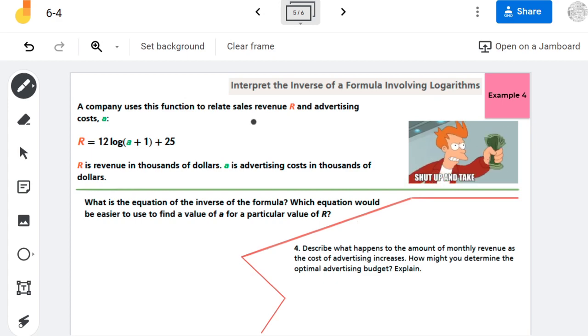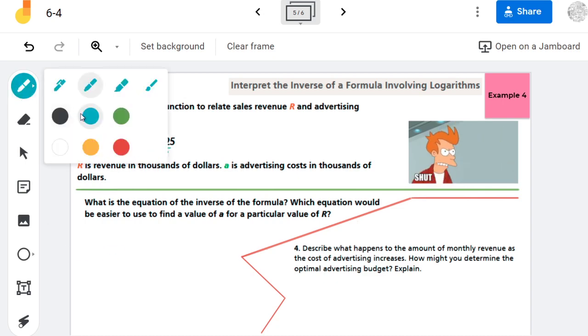Okay, so here we go. A company's using this function to show their sales revenue and their advertising costs. And so they want us to find the equation of the inverse of the formula. So essentially they want us to solve for a here. My first thing I'm going to do is subtract 25 from each side. And then I'll write down the next part. I realized I didn't leave myself enough room.